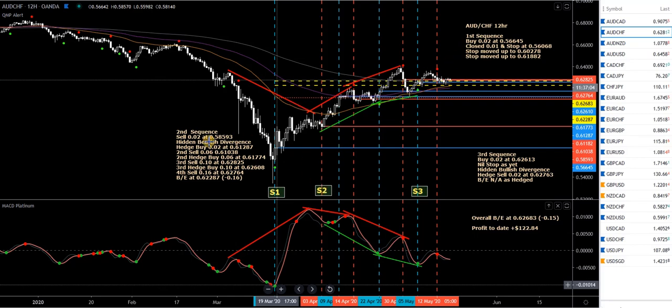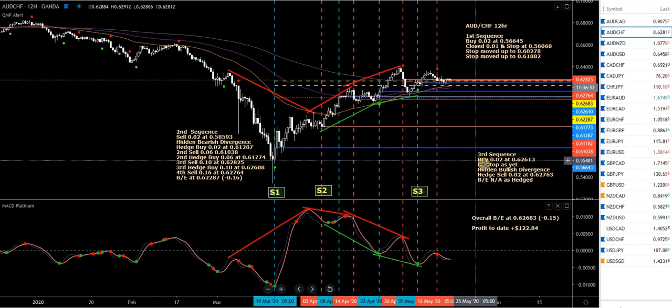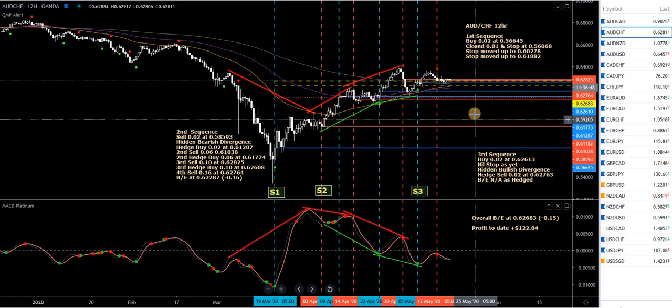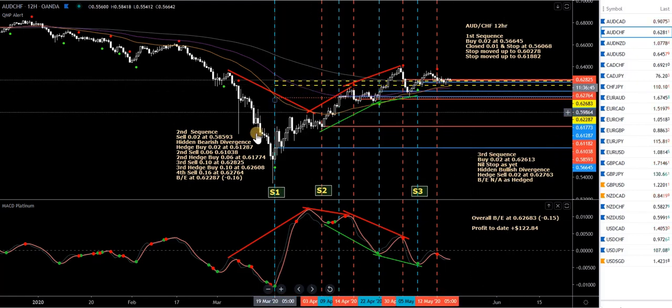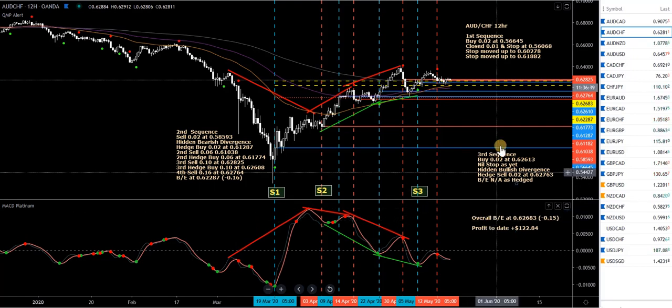Sequence 2 commences here. You can read my notes. What happens on sequence 2, it goes all the way through. Sequence 3 commences here. It goes through also. These yellow dashed lines, there's an overall break even, which is the top one.